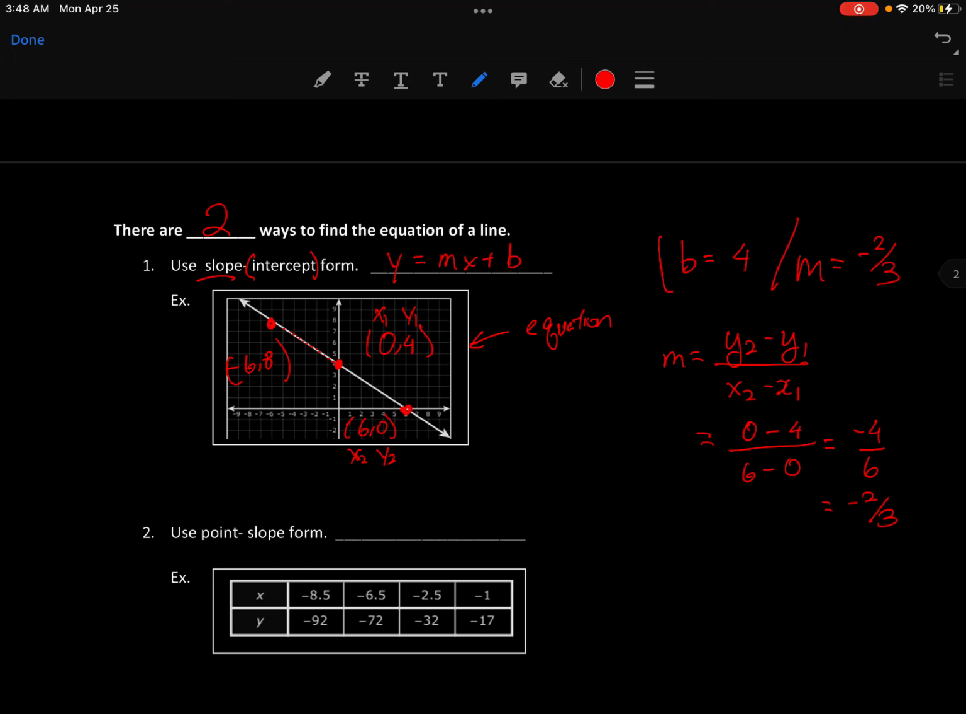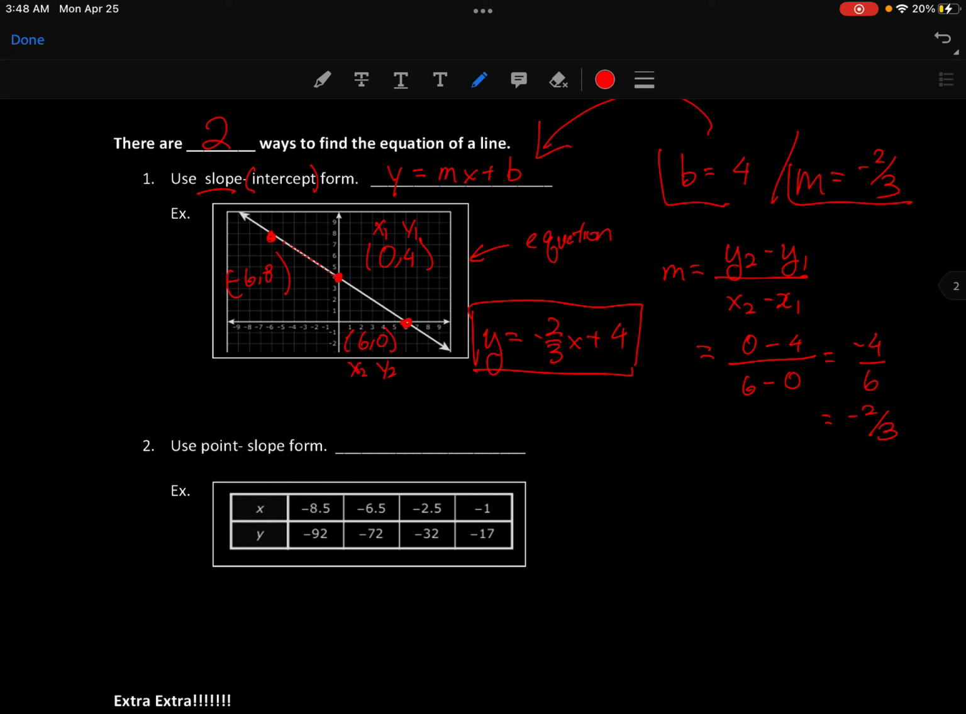Now that we have the y-intercept and the slope, we can plug those values into the slope-intercept form, and we're left with the equation of the line y is equal to negative 2/3 x plus 4. Boom. That's the equation of the line.